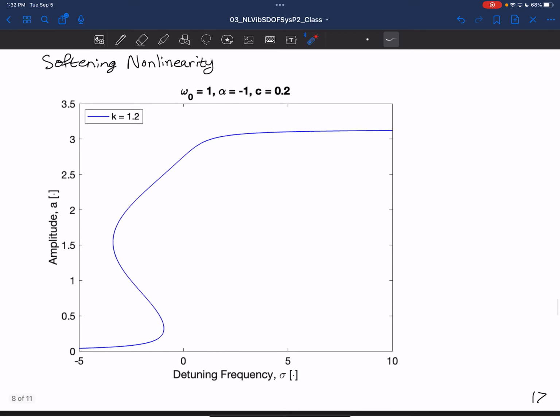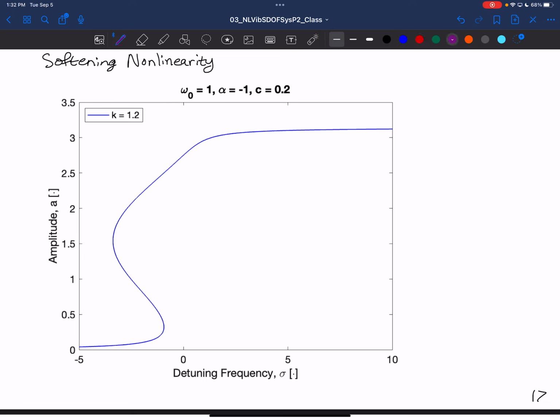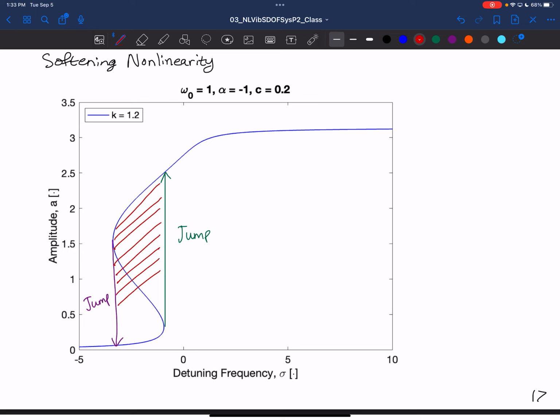Okay, so this is just a phase for the softening nonlinearity. I'm just going to draw the jump loops, the jumps here. There's our backwards jump. And in this case, here's our forwards jump. And again, we get a hysteresis area inside here. And again, this is phase.